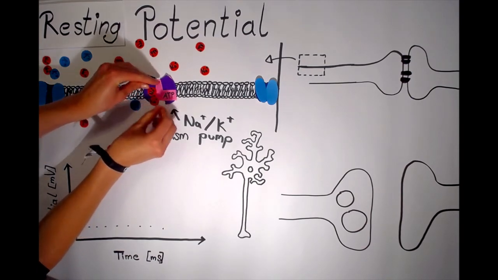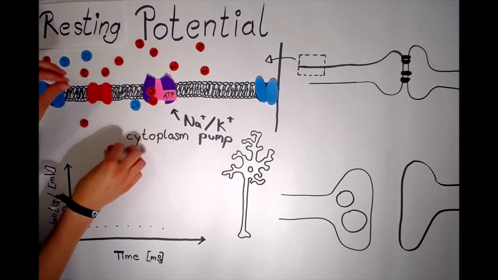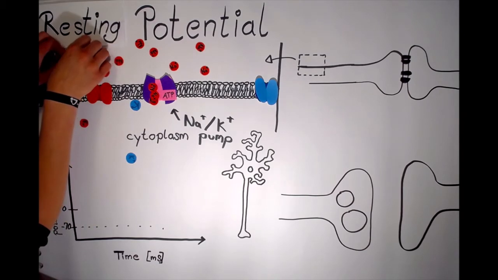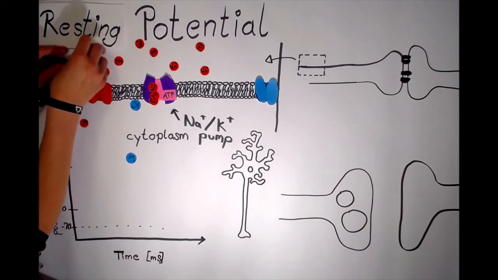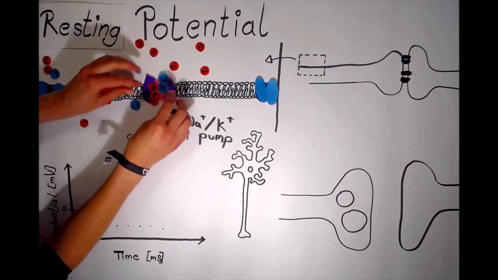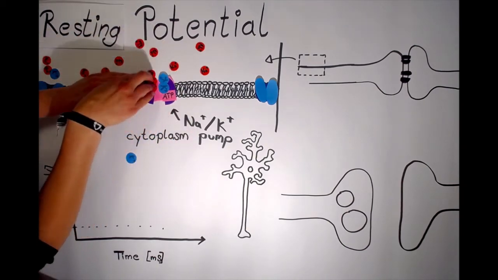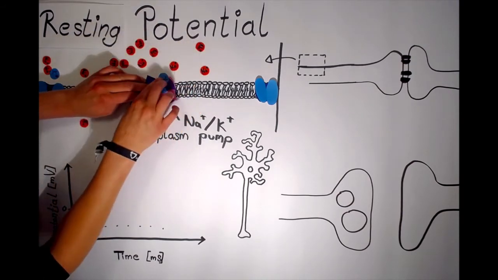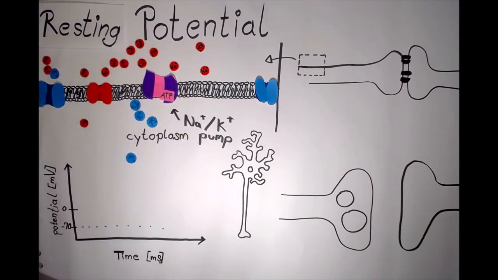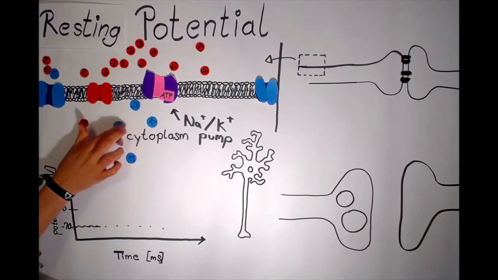But in addition to the unequal concentration of ions, there's also an unequal concentration of electric charges, because the sodium-potassium pump transports 3 sodium cations out of the cell, while it transports only 2 potassium cations into the cell. So it's said to be electrogenic. This lack of positive charges inside the cell causes an electric gradient where the inside of the plasma membrane is negatively charged relative to the outside of the cell.